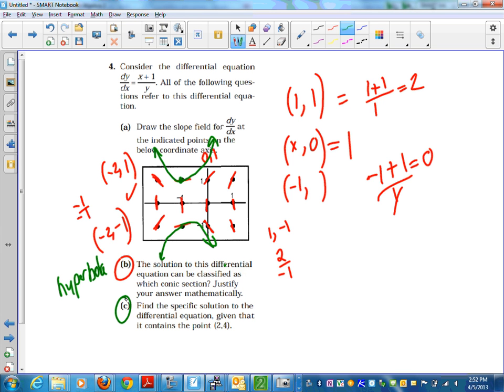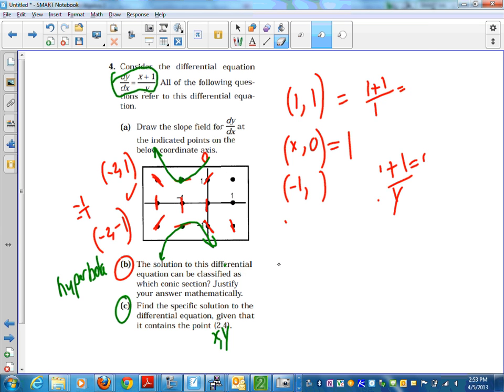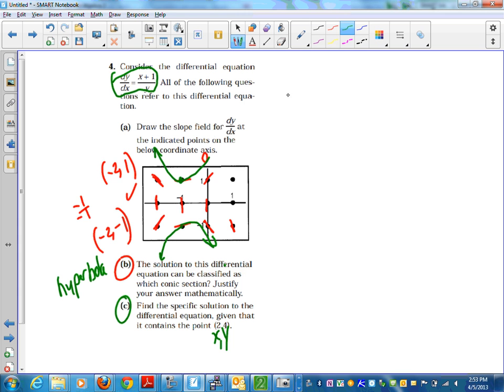Okay, let's go on to C. C says find the specific solution to the differential equation, given the point (2, 4), right? So we have an x and a y value, and we have a differential equation up here. So separate the y's from the x's. Let me erase all this junk. Okay, so if I cross multiply, I get y dy equals (x plus 1) dx. So remember, we're trying to solve for y.